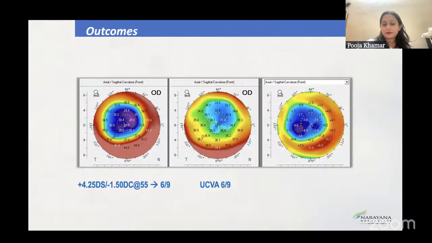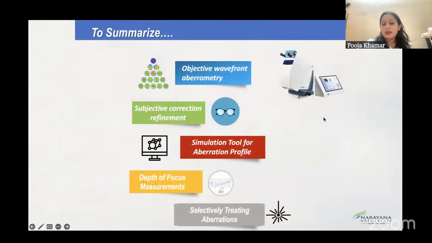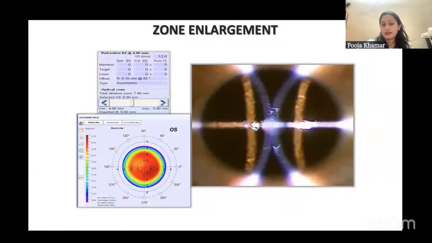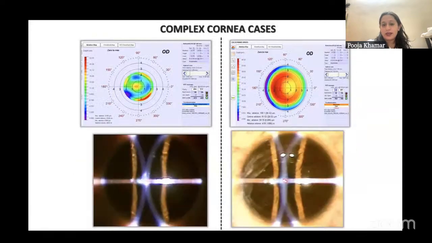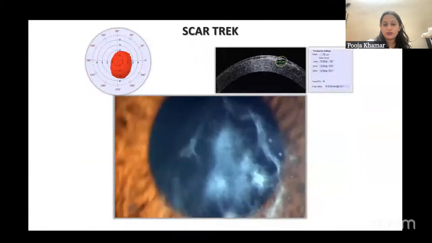And this is what we got. This is what he presented with. This was his day 1 month outcome. You can see the uncorrected vision itself is 6/9 with emmetropia, and this is how the topography looks. So it does help in customizing the refractions and selectively choosing which aberration to treat and which not to treat in such complicated cases. And I corrected this. I don't need to go into this again.